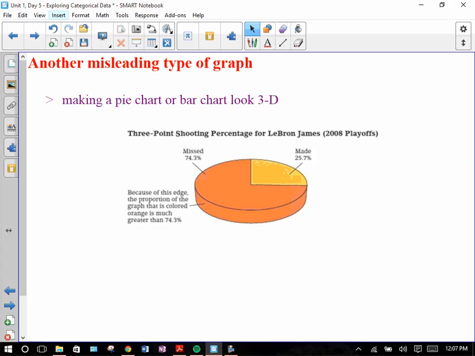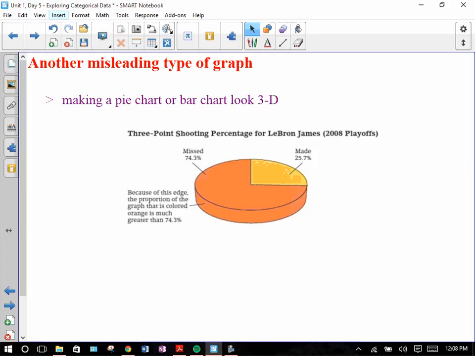Here's another type of misleading graph. All right? Making a pie chart or bar chart look 3D. Don't do it. Okay, you have that option on computers. Don't make a pie chart or bar chart look 3D. Okay? Ron's looking at me like I'm crazy, like, why not? It looks cool. Well, think about this.